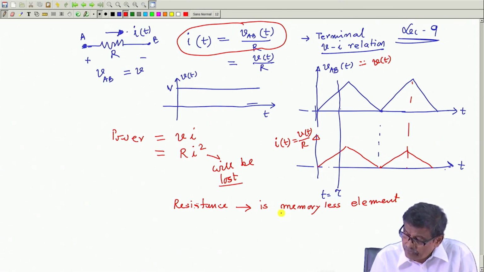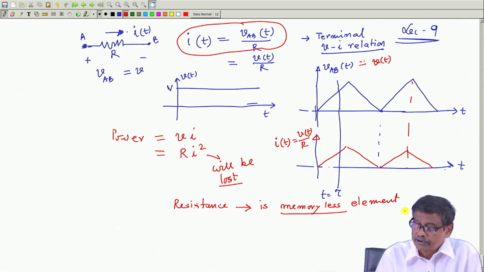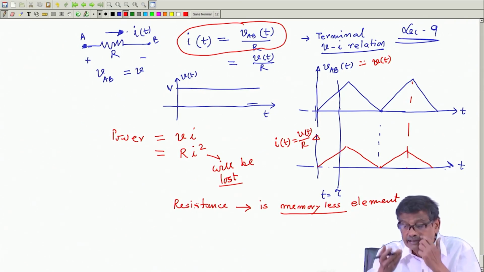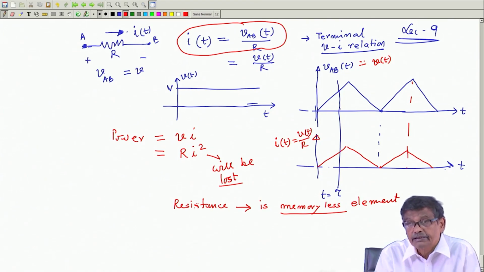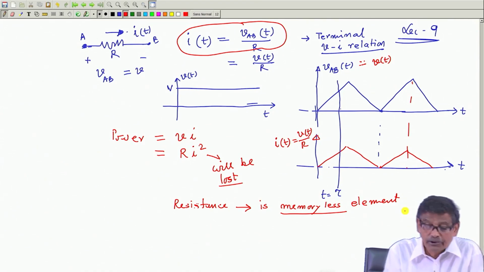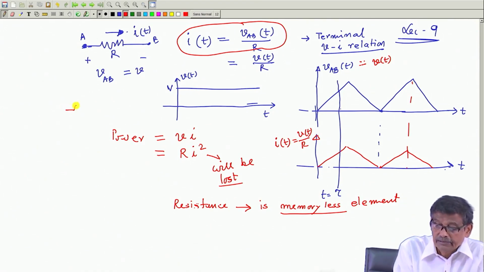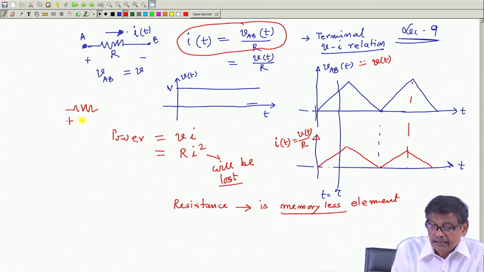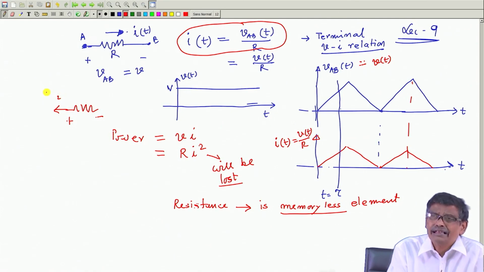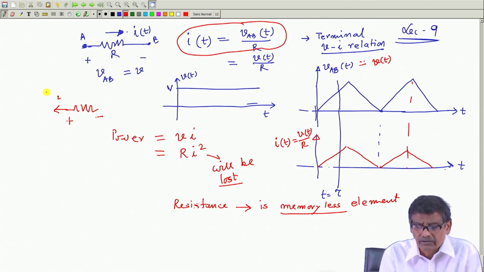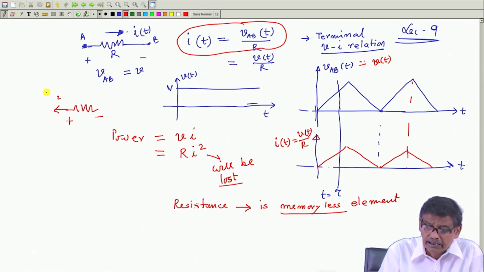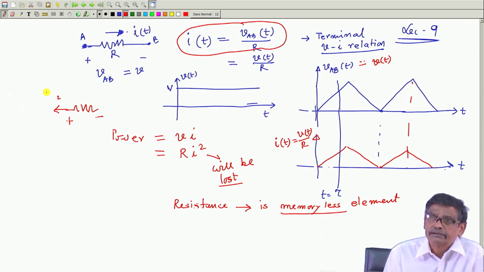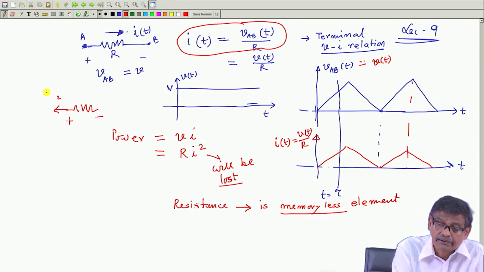So, it is often called a memory-less element, it does not remember, and resistance will always receive energy. There will be no situations when the actual value of the current will be like that. That is negative resistance, we are not dealing with that. It will never deliver energy to your circuit. Resistance is a dissipative element, this you must remember.